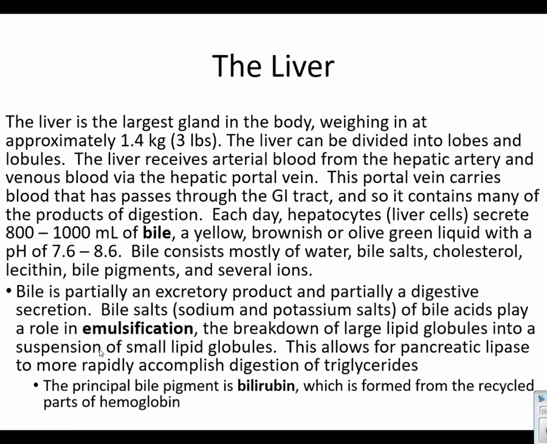One of the most important things it does is produce bile. As I just mentioned, bile is a very important chemical involved with fat digestion. Now, bile should not be mistaken as an enzyme. What bile does is emulsify fats. And I've got a figure that will demonstrate what emulsification is.